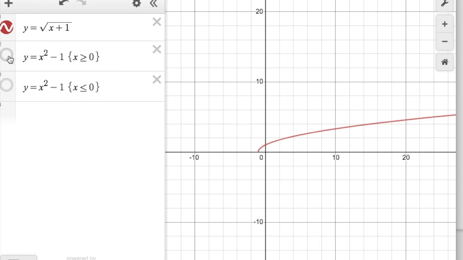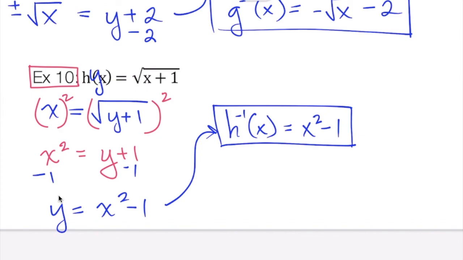And let's check that by looking at the graph. Notice if we reflected the red function across the line y is equal to x, we would in fact get that blue function. The other one, definitely not a reflection across y is equal to x. So if we go back to example 10, let's go ahead and we're going to restrict this domain to x is greater than or equal to 0.